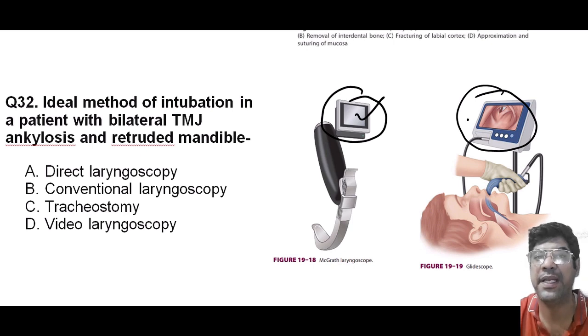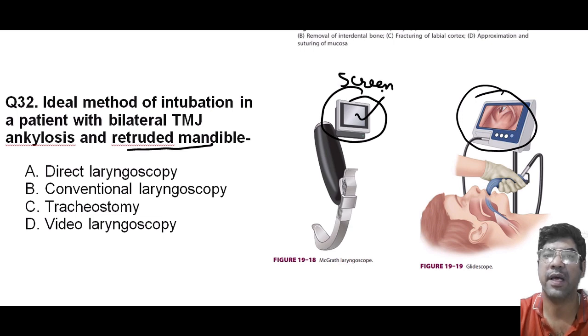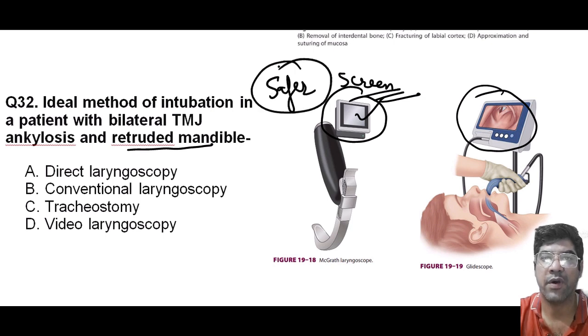Since there is a limited mouth opening and a retruded mandible, that will increase the risk of trauma during intubation attempts. There could be damage to teeth and soft tissues. So video laryngoscopy offers a better approach, as things would be clear on the screen to visualize. That will reduce the risk of complications. So it is a safer approach for intubation.